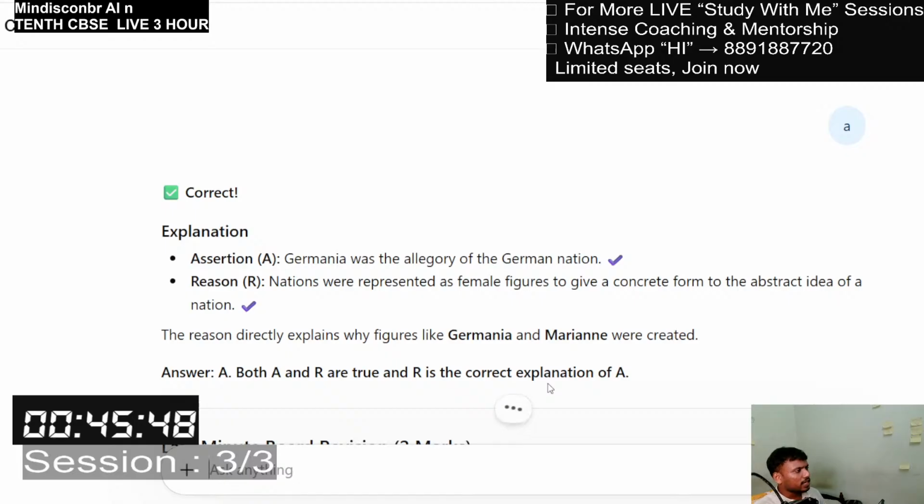Germania was the allegory of the German nation. Nations were represented as female figures to give concrete form to the abstract idea of a nation. The reason directly explains why figures like Germania and Marianne were created.